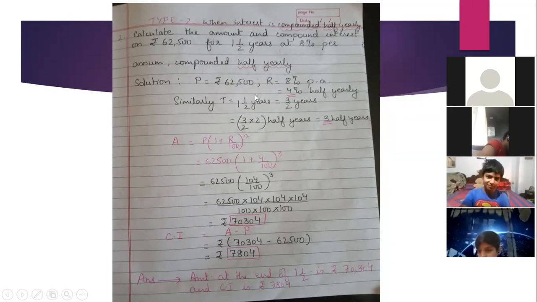Similarly, time is 1.5 years. You have taken your loan. So 1.5 years is nothing but 3/2. You convert it into improper fraction. It is 3/2 years. And you double it up, 3/2 into 2, which becomes 3 half-years. Okay. So because 2 and 2 gets cancelled. So now in place of time, you are not going to write 3/2. You will just write 3 because you have doubled it.